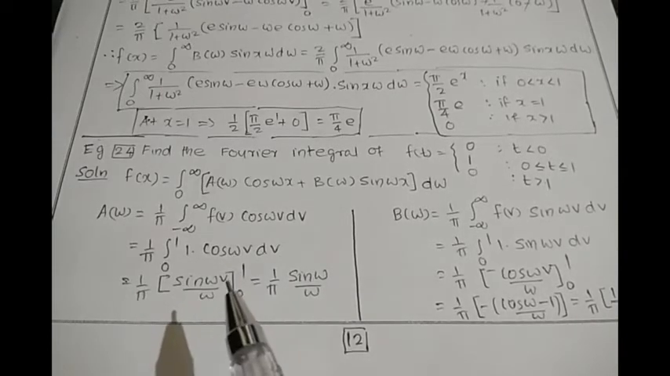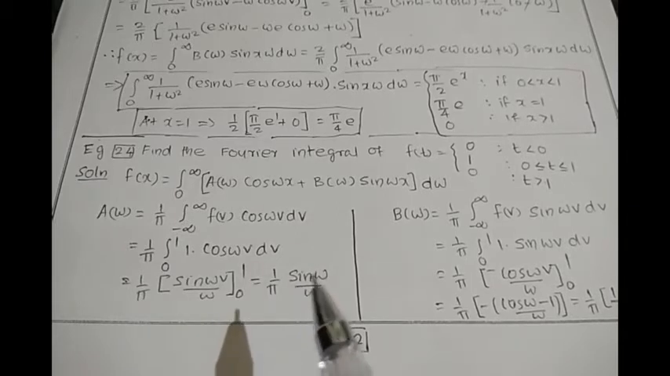If we are integrating cos omega v with respect to v, the integral of cos is sine, so sin omega v by omega will come. The upper limit is 1 here, so substituting 1 gives sin omega itself, and at 0 it is 0, so only one term will come: 1 by pi into sin omega by omega.